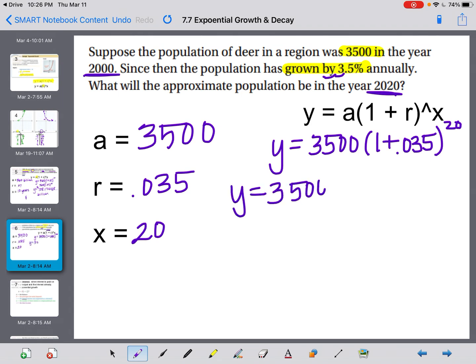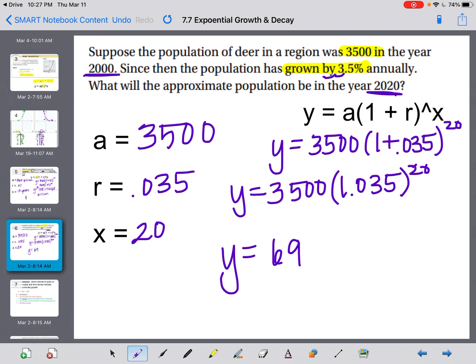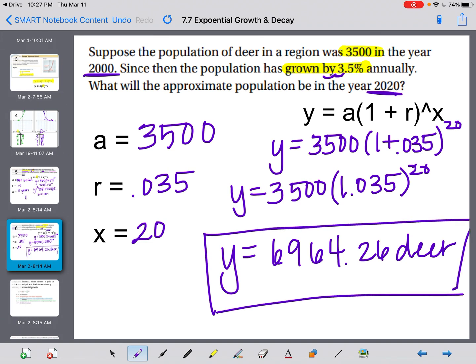Okay, so 3,500, I add these together and get 1.035 to the 20th power. Remember to raise that 1.035 to the 20th and then multiply by 3,500. And that will tell us that in 2020, the approximate population of deer will be 6,964.26 deer. Now, you can't have a quarter of a deer, so you could round it if you'd like, but this is just an estimation anyway.